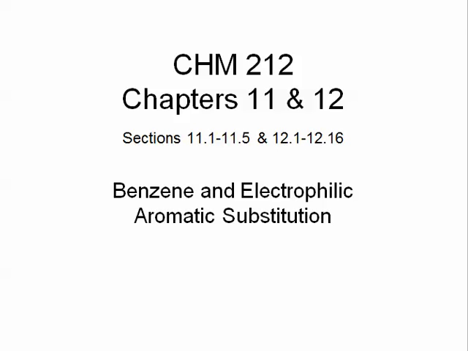This unit of material combines a little bit of the stuff from Chapter 11 with a good bit of the stuff from Chapter 12. Chapter 11 talks about benzene and some of the special nature of its chemistry and how to name derivatives of benzene. Chapter 12 deals with the most common type of reaction that benzene and its derivatives undergo. That's the electrophilic aromatic substitution.